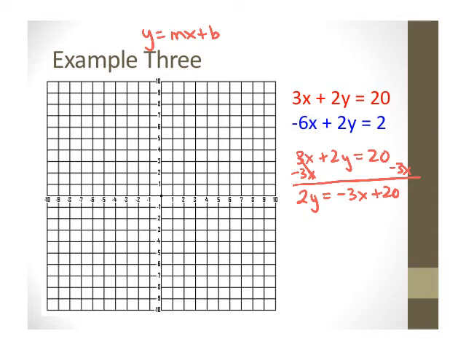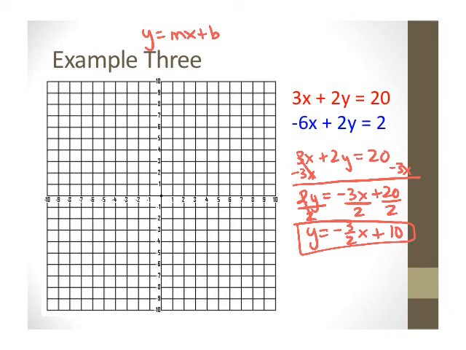Now I need to get y by itself, so I need to get rid of that 2. I'm going to do that by dividing by 2, okay? So I'm going to divide by 2 on both sides. I get y is equal to -3 over 2x plus, and 20 divided by 2 is 10. So that's going to be my new equation, okay? If you think you have an idea, go ahead and pause the video and try and do the blue equation. If not, go ahead and just keep going.